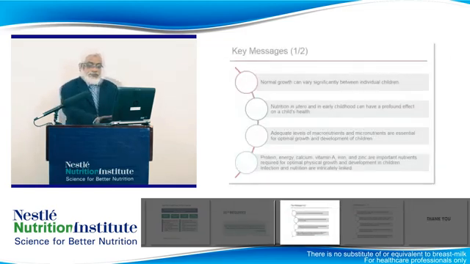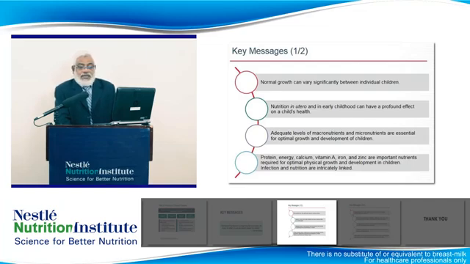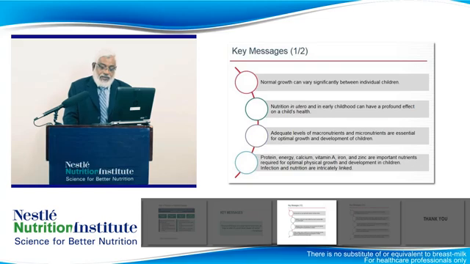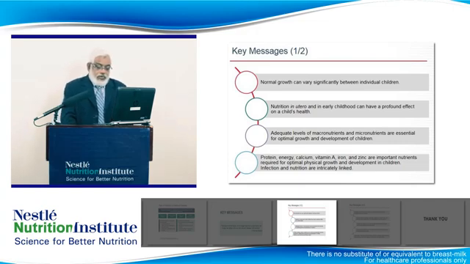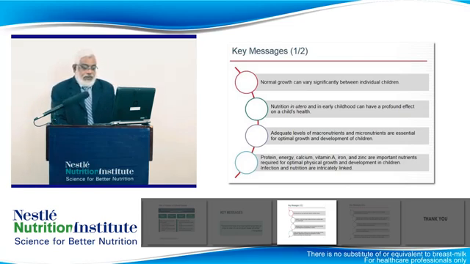Thomas Edison. Normal growth can vary significantly between individual children. Nutrition in utero and early childhood can have a profound effect on child health. Adequate levels of micronutrients and macronutrients are essential for optimal growth and development of children. Protein, energy, calcium, vitamin A, iron, and zinc are important nutrients required for optimal physical growth and development in children. Infection and nutrition are intricately linked.